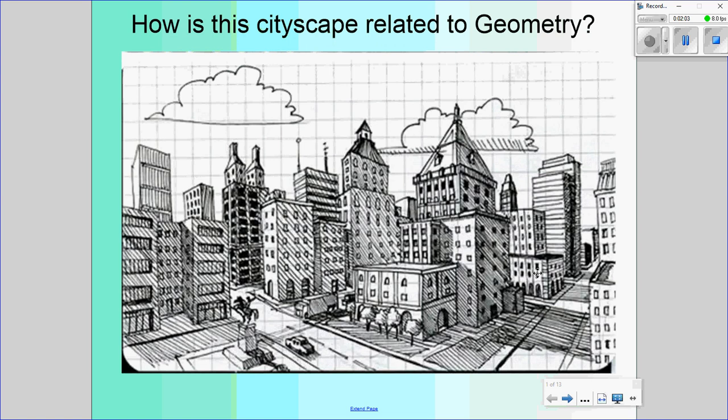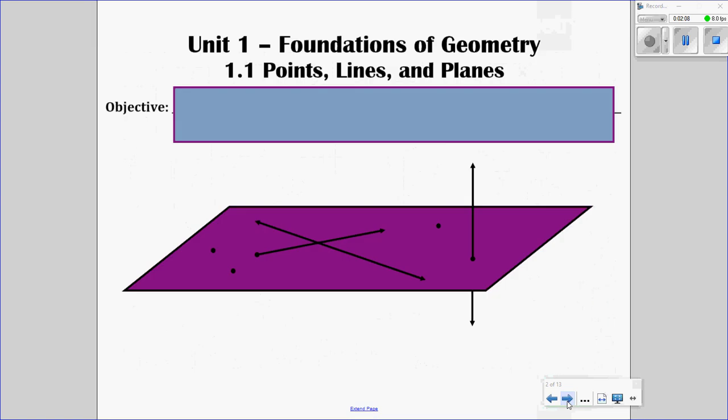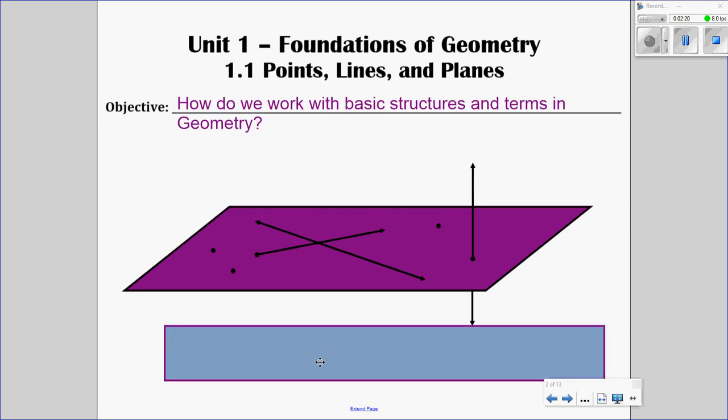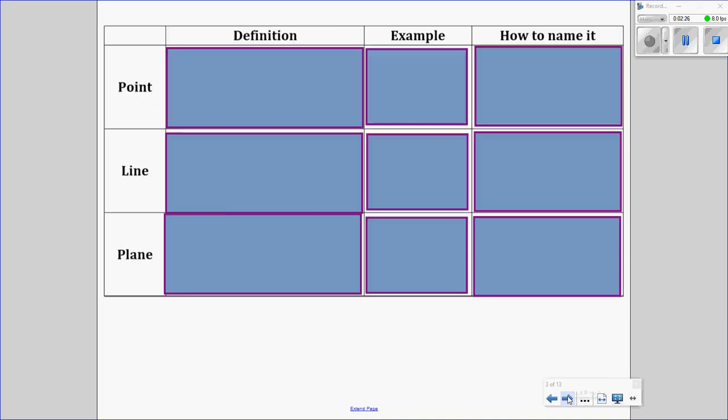So in our first unit, we're dealing with the foundation of geometry. And the lesson that we're going to learn today is points, lines, and planes. The objective is, how do we work with basic structures and terms in geometry? So there are three factors that we're going to learn. We've got point, line, and plane. We're going to learn the definition, the example, and how to name it.